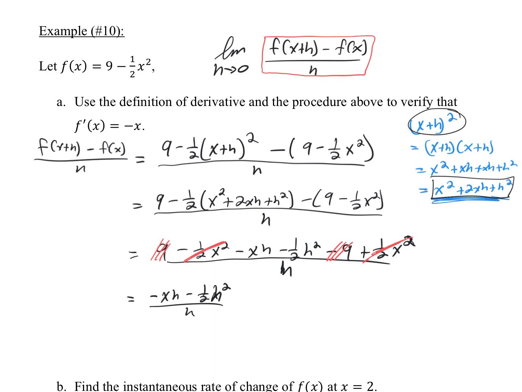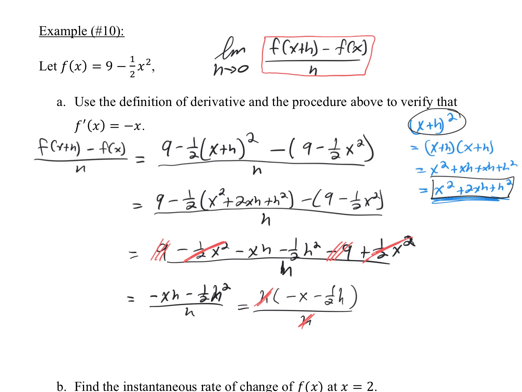And you're going to see that happen in all of the examples today. So we factor out an h. What we're left with is negative x minus 1/2 h, and then this is over h, and then we can reduce, cancel out that h that's in our numerator and our denominator.